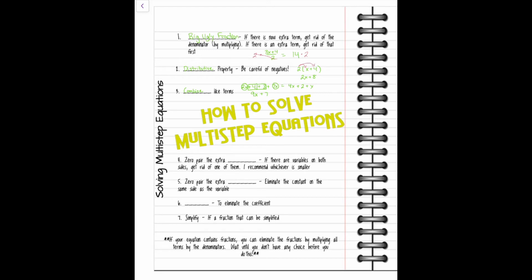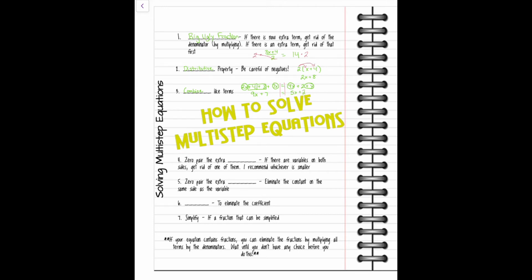And you want to make sure you're only combining on the same side of the equal sign. So on the opposite side of the equal sign, we have our 4x and our positive x. Notice I'm circling the addition or subtraction sign in front of it as well. So 4x plus x is 5x plus 2. So we combine our like terms.